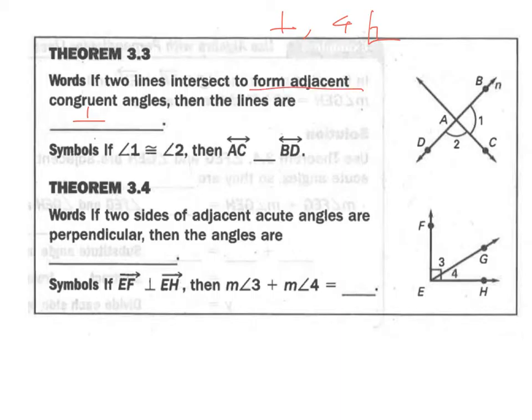adjacent congruent angles. What this is really saying is that angle 1 and angle 2 have to be the same. But notice angle 1 and angle 2 form 180 degrees.